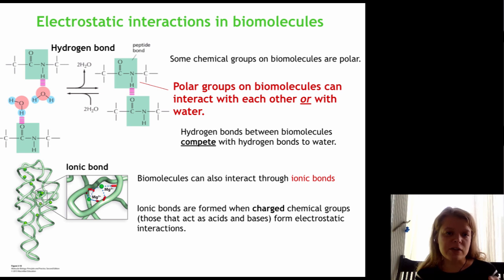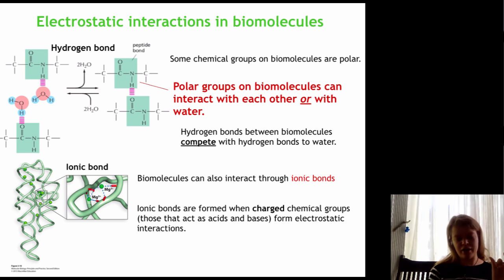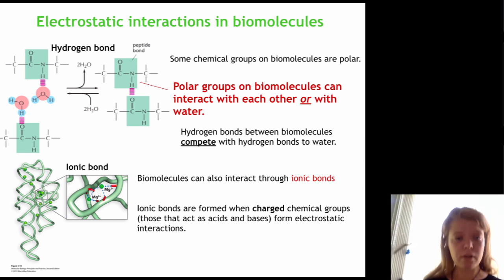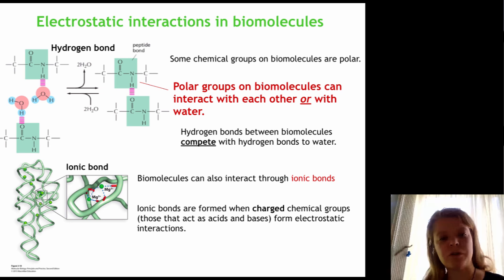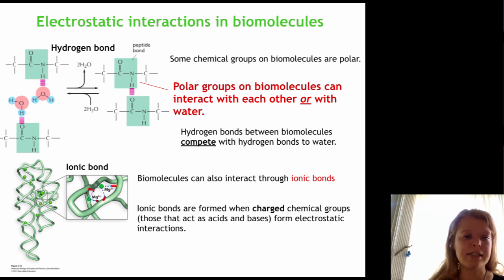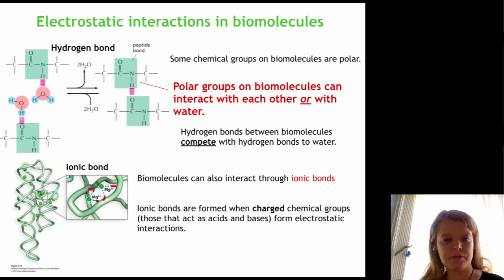Furthermore, dissolved ions such as magnesium are important for stabilizing negative and positive partial charges inside amino acids or inside nucleic acids. For example, here the green picture shows an RNA molecule being folded, and the green little balls that are found in different locations of the RNA molecule stabilize its three-dimensional shape. So ionic bonds are formed when charged chemical groups, those that act as either an acid or as bases, form electrostatic interactions.